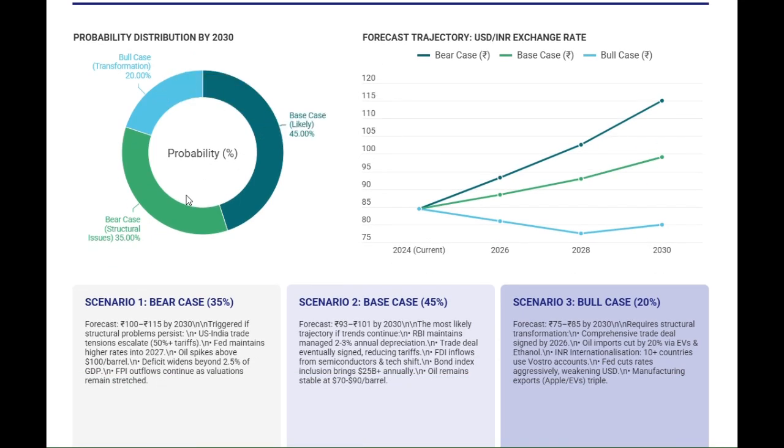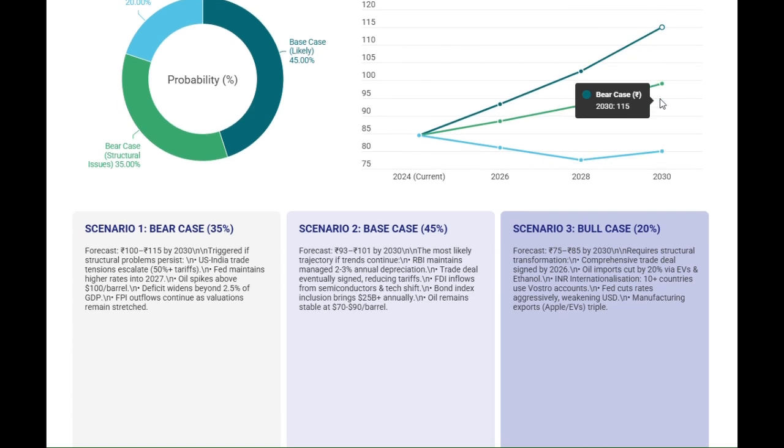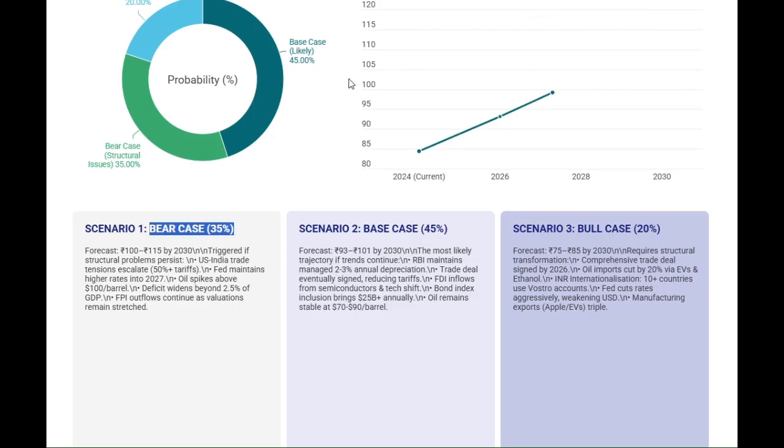Scenario 1, the bear case, 100 to 115 rupees by 2030. Probability 35%. Structural problems persist. This scenario unfolds if US-India trade tensions escalate further under Trump 2.0. 50% tariffs on Indian goods remain or worsen.